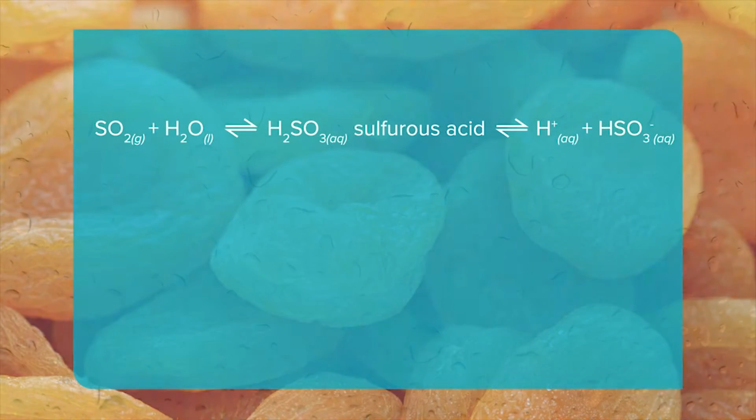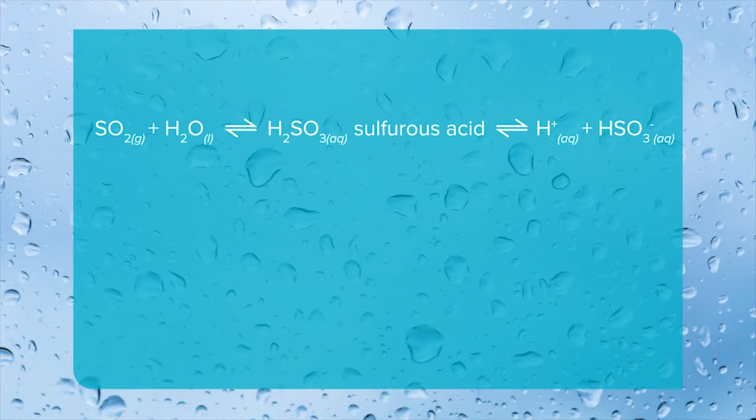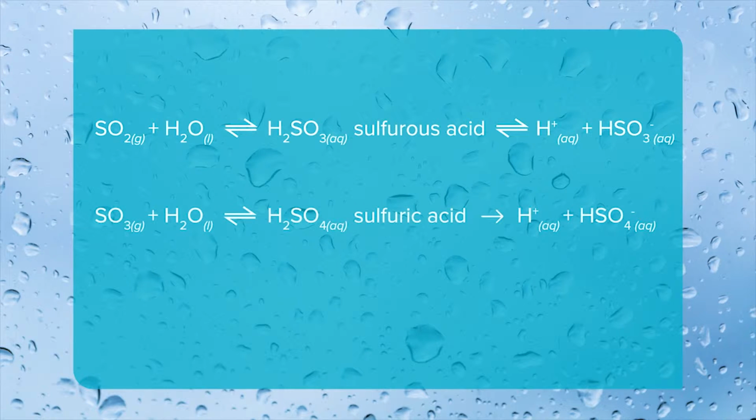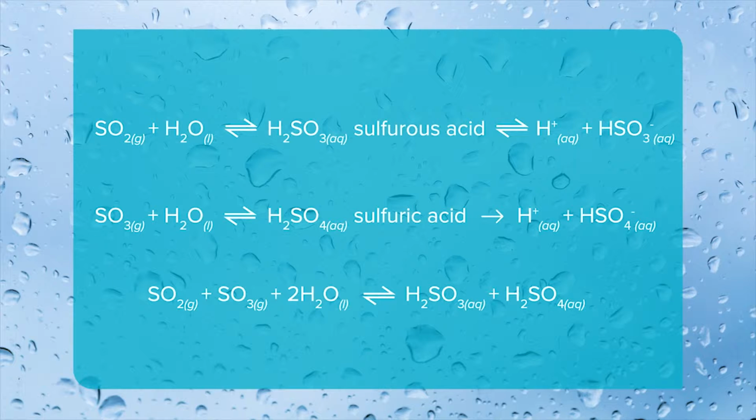Sulfur dioxide reacts with rainwater to produce weak sulfurous acid, while sulfur trioxide reacts with rainwater to produce strong sulfuric acid. We can show the first step in the ionization of these acids to show the production of hydrogen ions that actually makes them acidic. We can also write the one equation using sulfur di and trioxide to show the formation of a mixture of the acids.